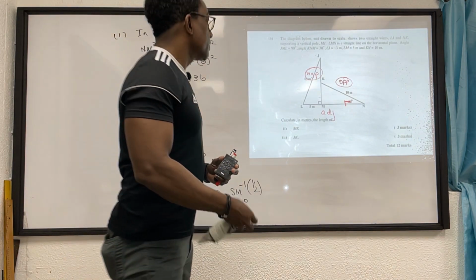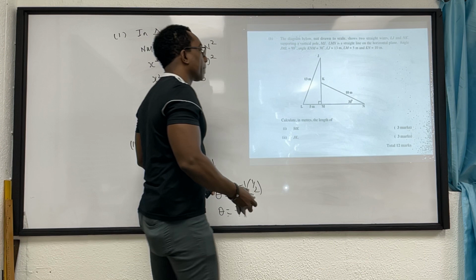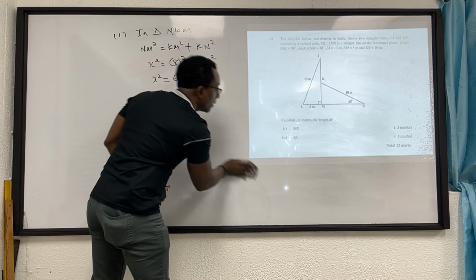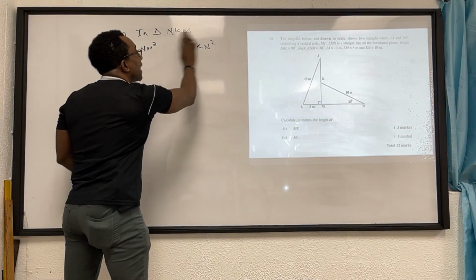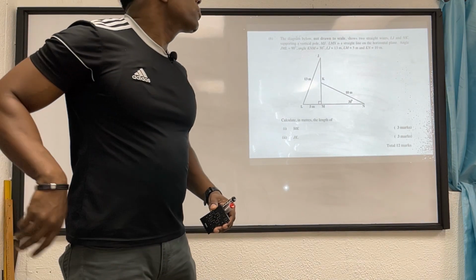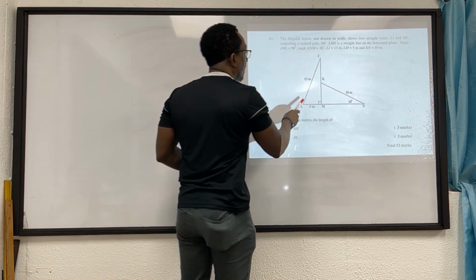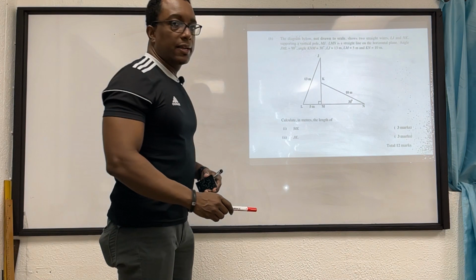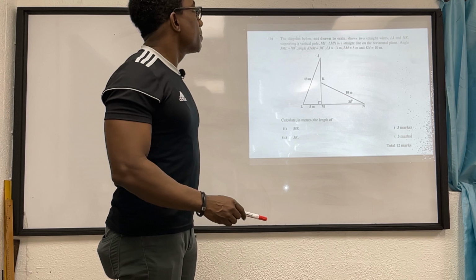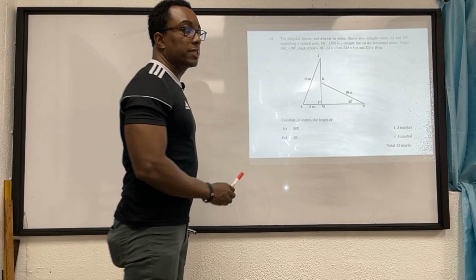So let's look at this question. With this question, it says the diagram below, not drawn to scale, shows two straight wires. The two straight wires are LJ and NK. So we see how two straight wires are supporting a vertical pole MJ.